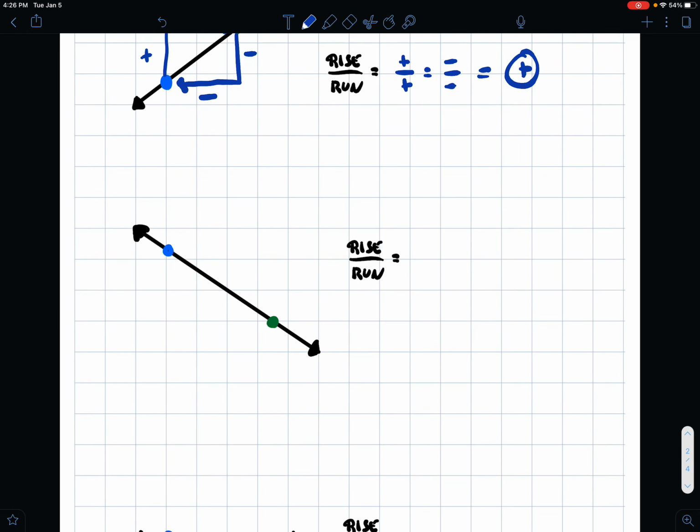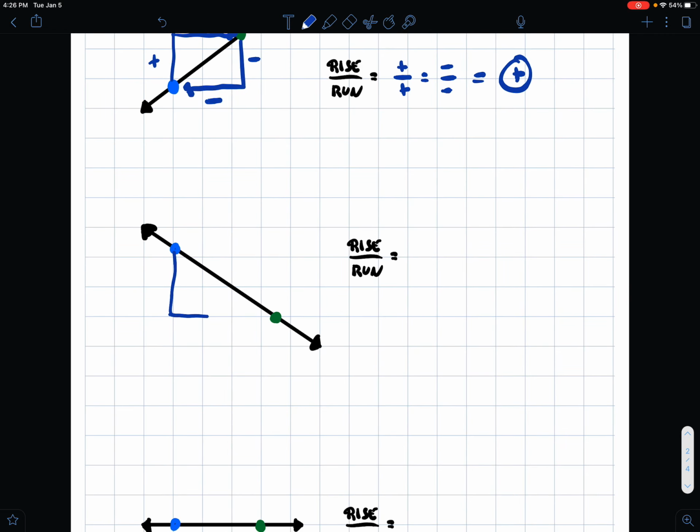What about when it's going down and to the right? Well, if I'm going from the blue to the green again, going down here is a negative, and going to the right is a positive. So I'm going to have that the rise is negative, whatever the number is, and the run is positive, which will give me a negative number.